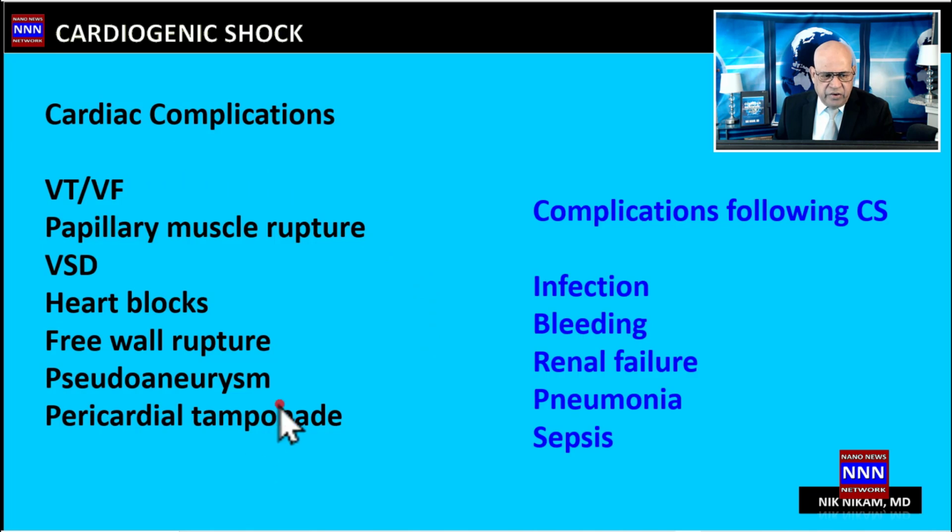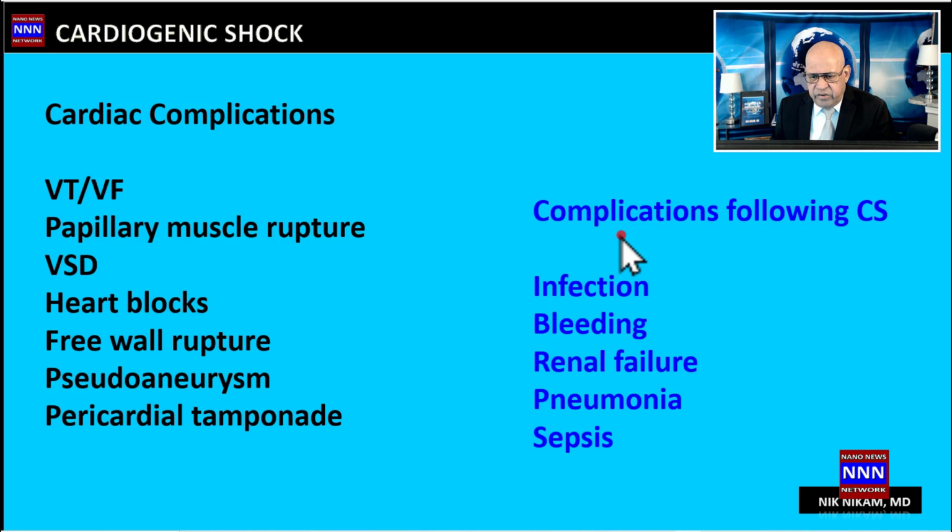Cardiac complications, we already talked about ventricular tachycardia, papillary muscle dysfunction or rupture, ventricular septal defect, heart blocks, free wall rupture, which is almost invariably fatal, pseudoaneurysm, which is sort of subacute, and pericardial tamponade can occur in short order, especially if you have extensive damage to the myocardium, which becomes mushy, and over a period of a couple of days, it may become thin and form a pseudoaneurysm to start with and then rupture.